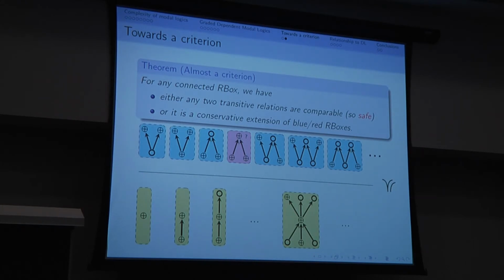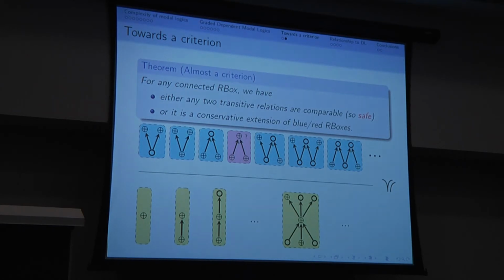Below we have all RBoxes which are safe. Any two transitive relations in them are comparable with respect to inclusion. And above this borderline we have all RBoxes which are minimal in a sense. They do not have any part, in the sense of conservative extension, which is unsafe.